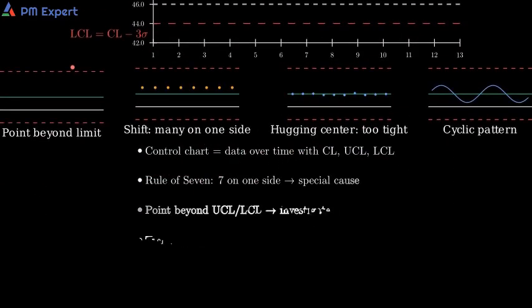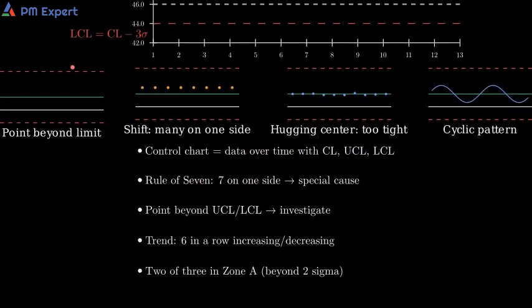To summarize, use control charts to distinguish common cause variation from special causes. Remember the rule of 7. Look for points beyond control limits, check for trends, and watch the 2 of 3 in Zone A pattern. These signals help you act early, stabilize your process, and deliver consistent quality.